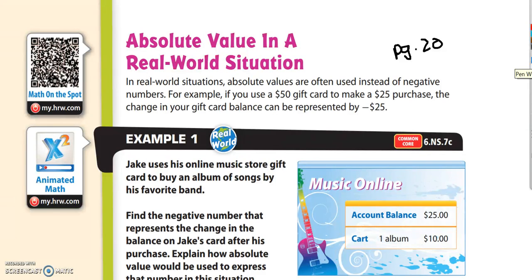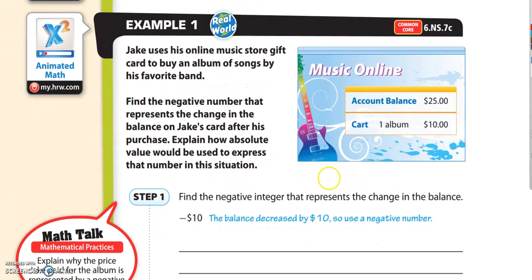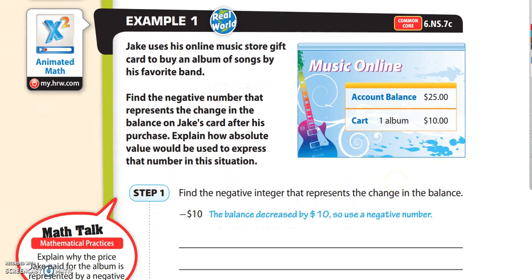For example, if you use a $50 gift card to make a $25 purchase, the change in your gift card balance can be represented by negative $25. Example 1. Jake uses his online music store gift card to buy an album of songs by his favorite band. Find the negative number that represents the change in the balance on Jake's card after his purchase. Explain how absolute value would be used to express that number in this situation.